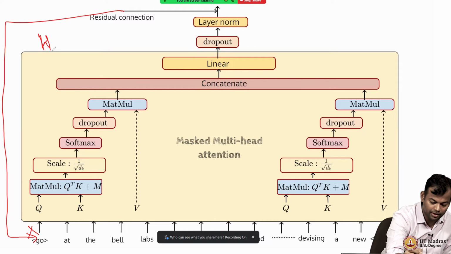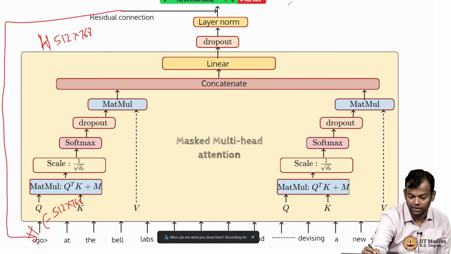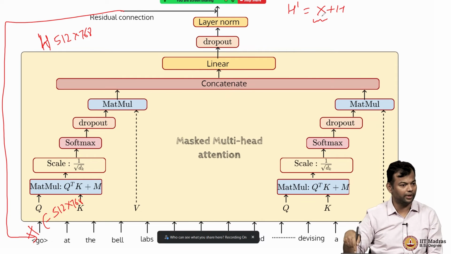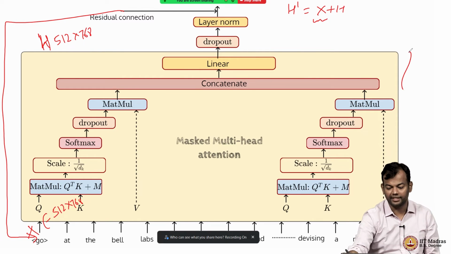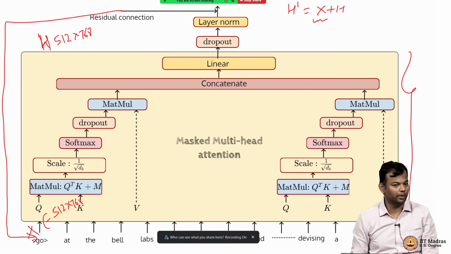And this is H. So, X was 512 tokens into 768 dimensions. H was also 512 into 768 dimensions, right. And then what does residual connection mean? You are computing H prime, which is X plus H, because you do not want to forget the original X, you just want to make sure that the gradients flow through that channel also, which skips the entire transformer block and propagates the gradients back to X, right. That is the whole skip connection idea, okay.